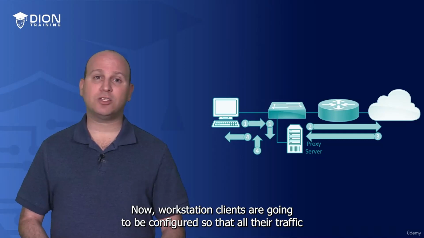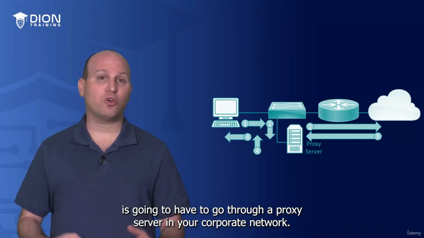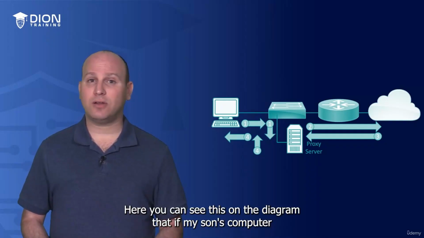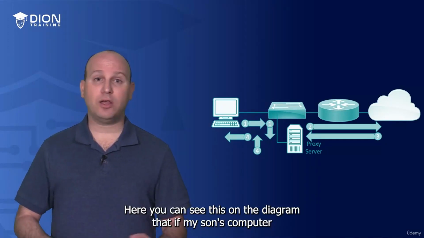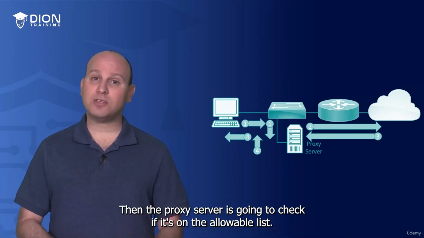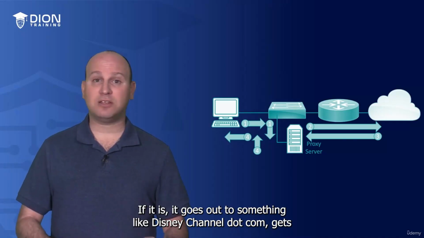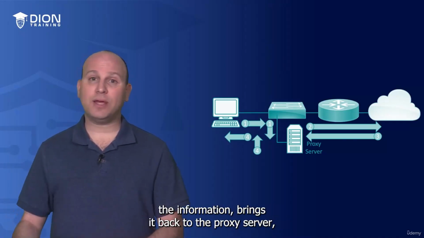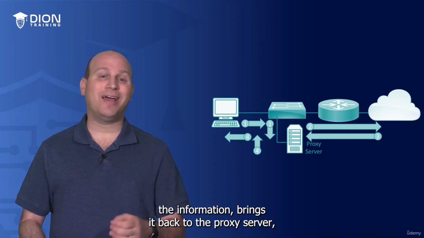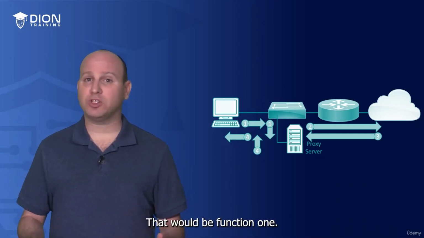Now, workstation clients are going to be configured so that all their traffic is going to have to go through a proxy server in your corporate network. Here you can see this on the diagram that if my son's computer wants to make a request, he's going to go to the proxy server. Then the proxy server is going to check if it's on the allowable list. If it is, it goes out to something like disneychannel.com, gets the information, brings it back to the proxy server, and then the proxy server gives it back to my kid. That would be function one.